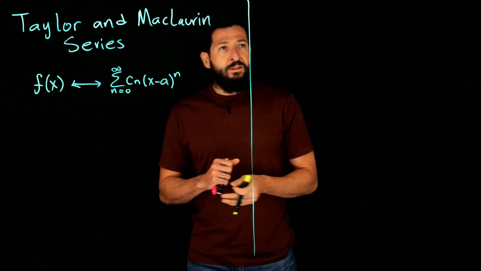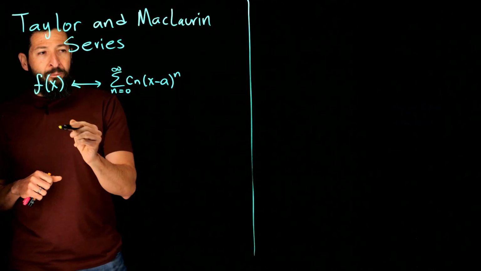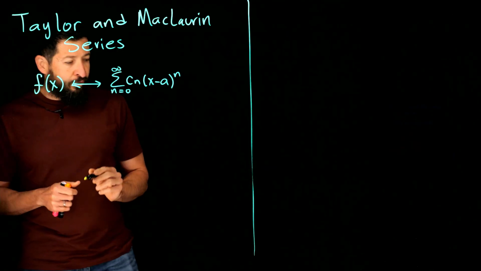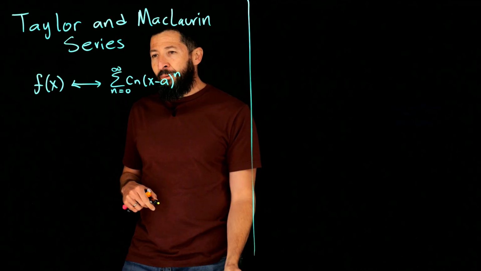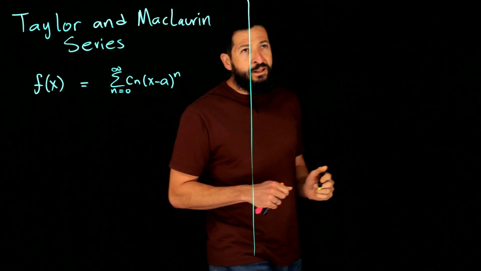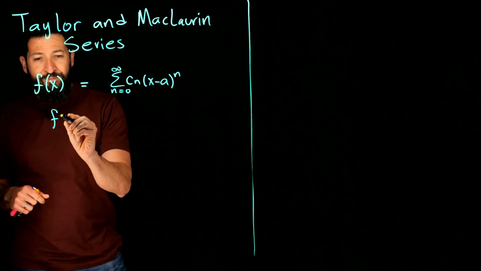We're going to use the derivative. So let's say, for argument's sake, that we can actually write these two equal to each other. So let's change that arrow for an equal sign, and let's see what happens. If that were to be equal, what happens when I evaluate the function at a?